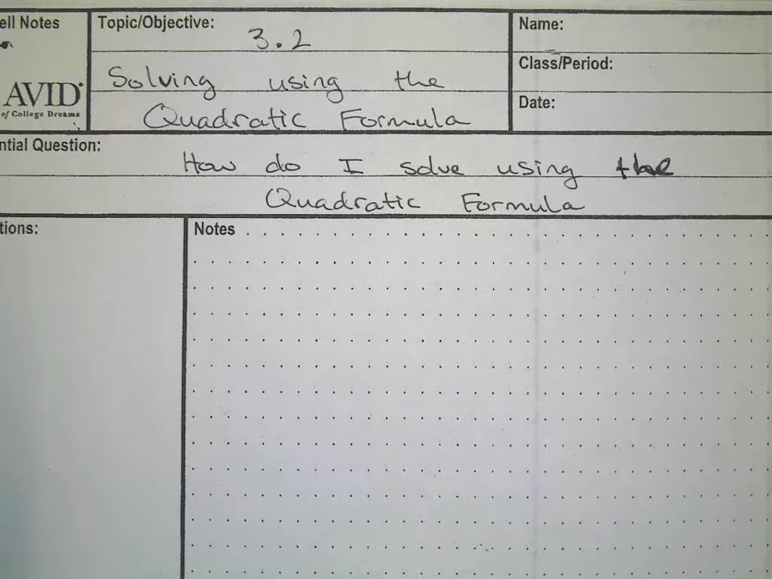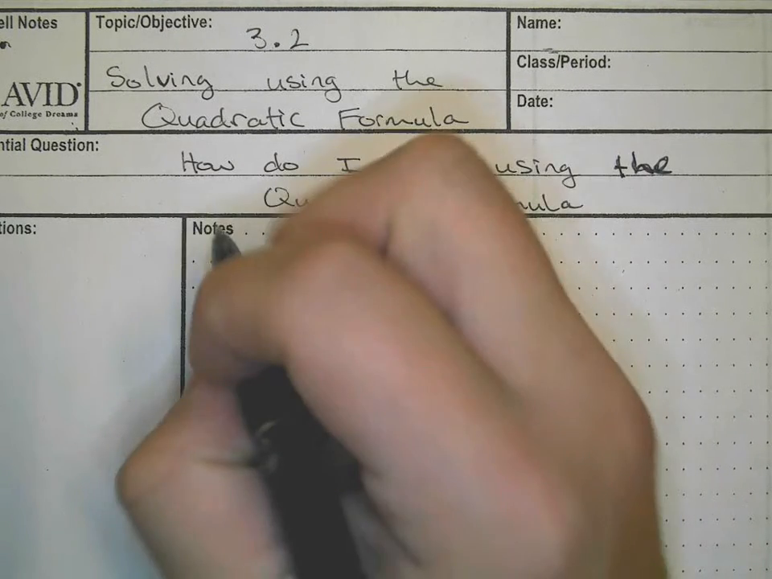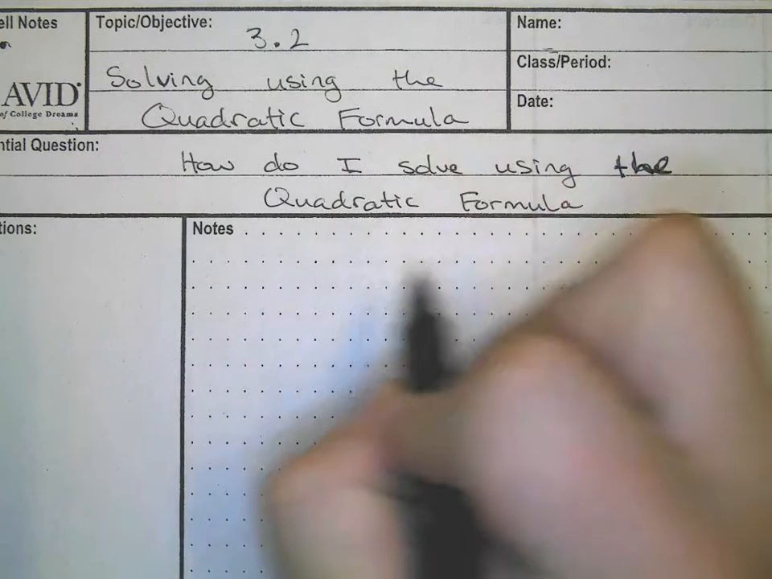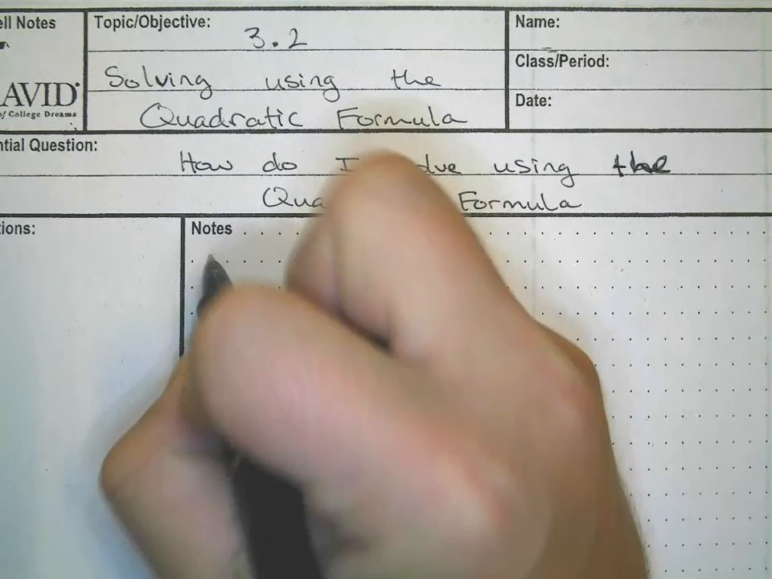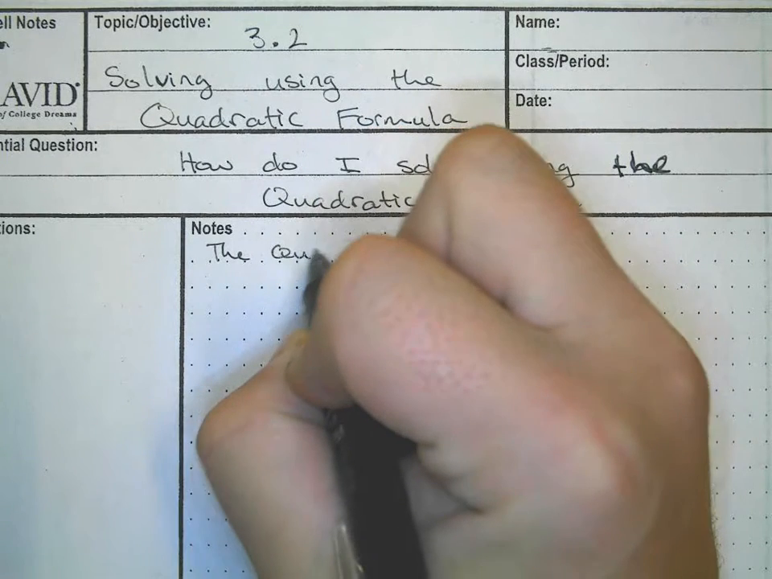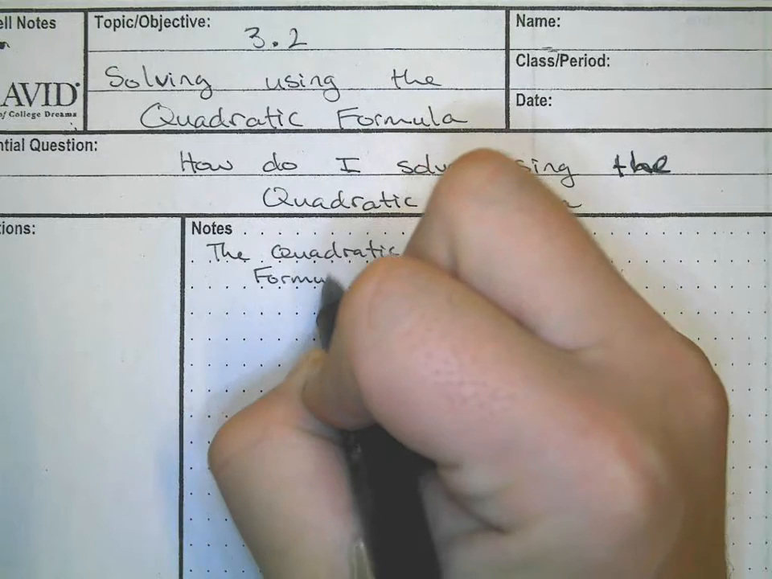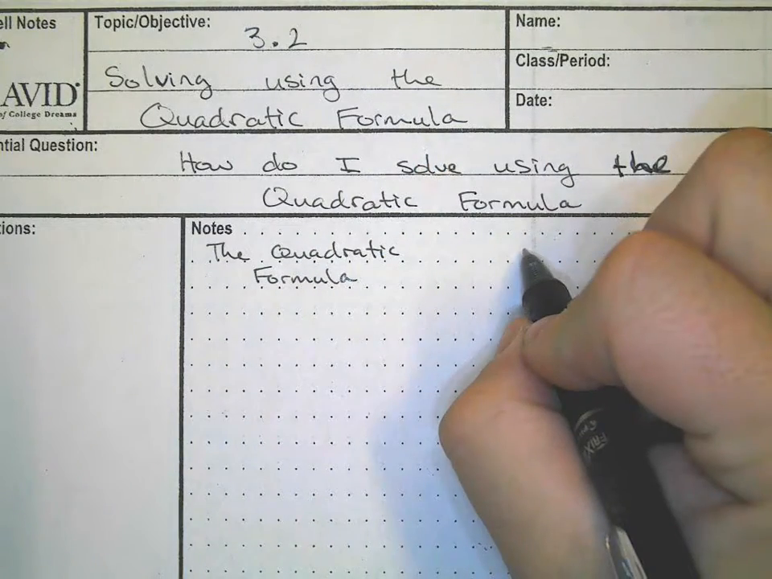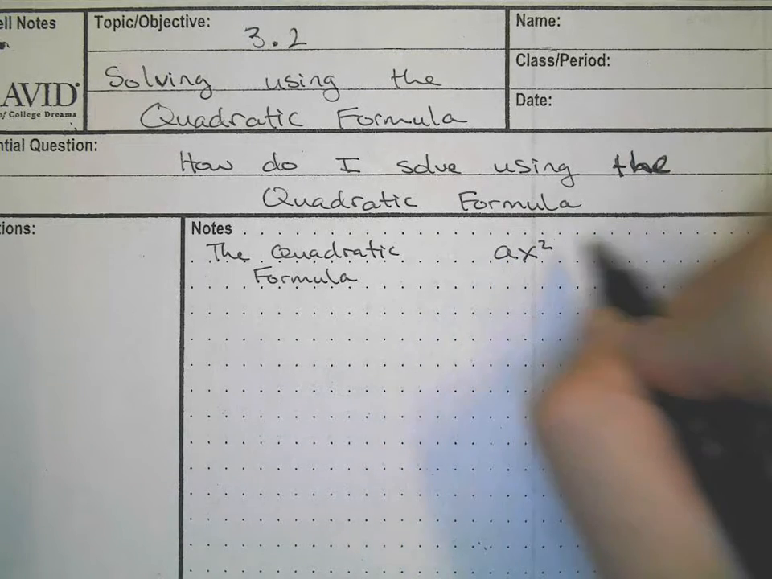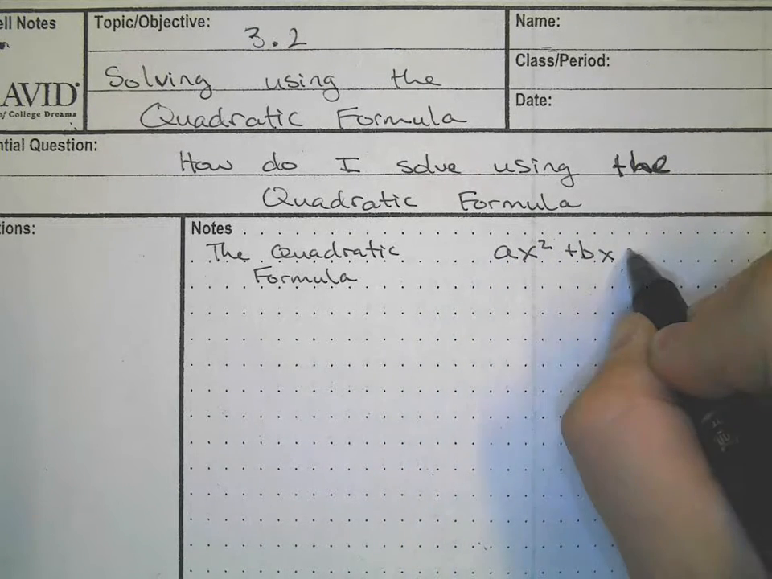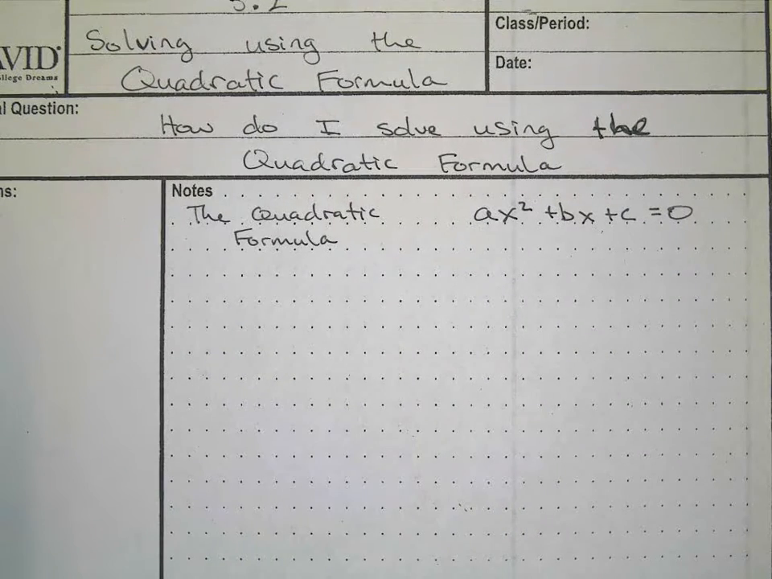So first, we'll start with what is the quadratic formula? So if I have my standard form, where we're looking at ax squared plus bx plus c equals 0.